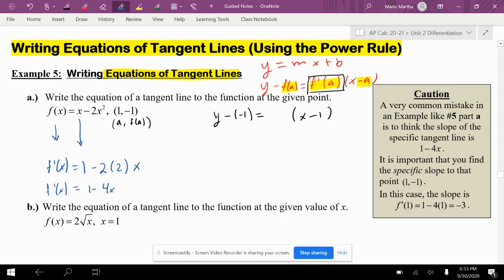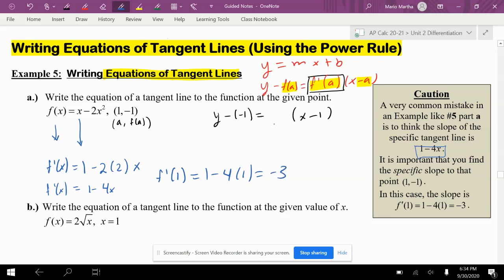All right, and then here there's a word of caution for you guys. It says a very common mistake in an example like 5, part A, is to think the slope of the specific tangent line is 1 minus 4x. So it's important that you find the specific slope at the point 1 comma negative 1, which in this case they give to you right there: f prime of 1 equals negative 3. So we have to substitute. We have to figure out what f prime of 1 is, which would be our f prime of a. In this case, 1 minus 4 times 1 gives us negative 3.